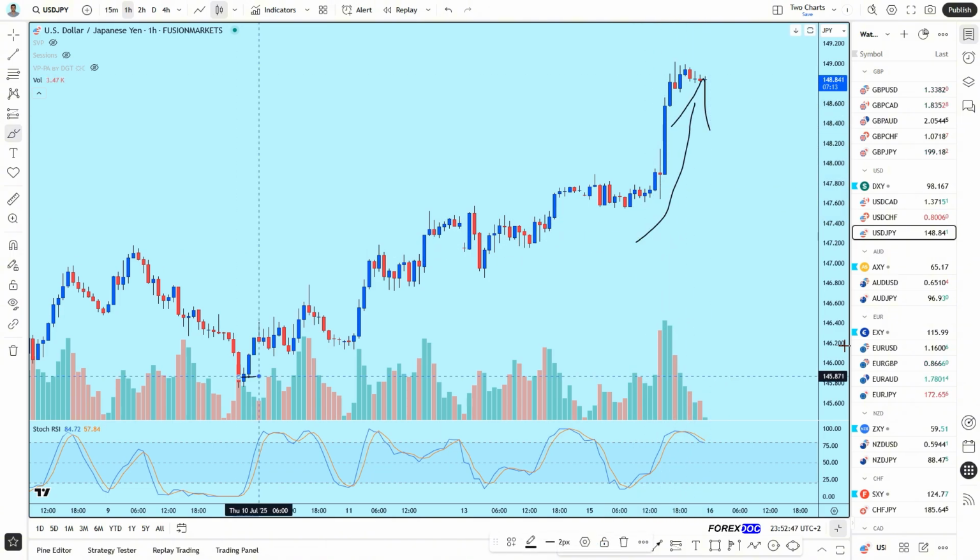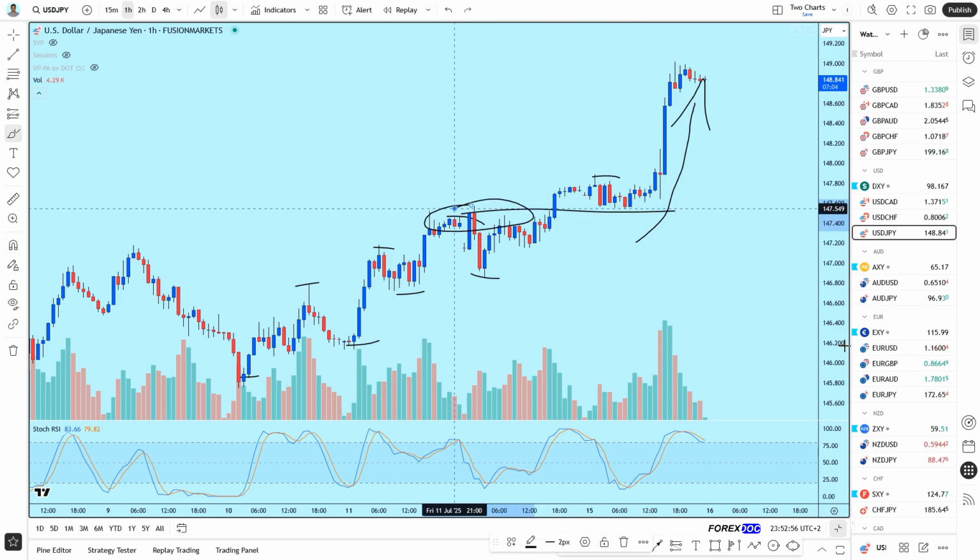which means that US dollar Japanese yen is very strong. Here we have this series of higher highs and higher lows, and then we can see that price retested its previous resistance zone, so here it was a good place to enter a buy trade and catch this bullish trend.